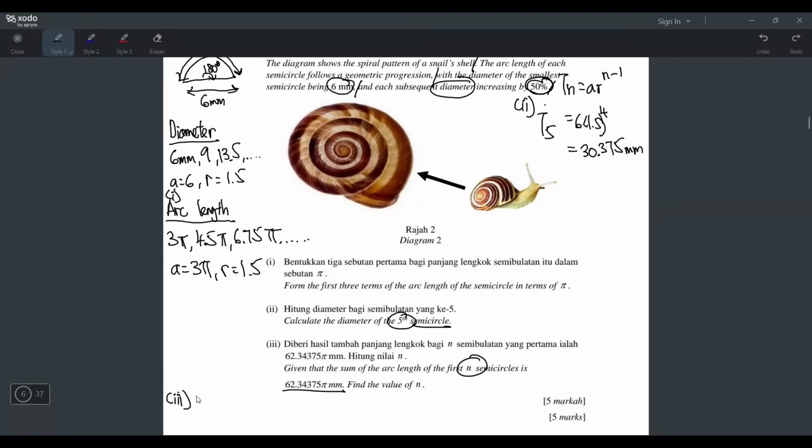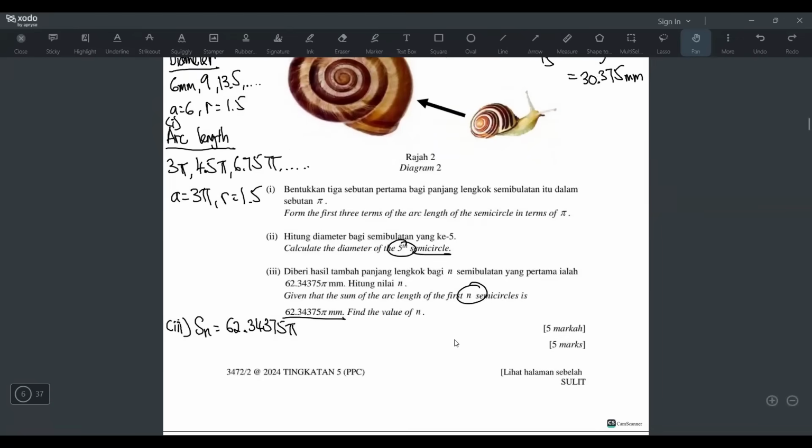So what do you think? This is the Sn. 62.34375 pi, right? And later we will use which progression? The diameter progression or the arc length progression? Of course, the arc length, because this one is the sum of the first n arc lengths of semicircles. If you use this progression to find Sn, you are finding the sum of diameters, which is not the same thing. They want the sum of arc lengths. So you need to use this progression and you will use the Sn formula, right? And they're asking you to find n, right?